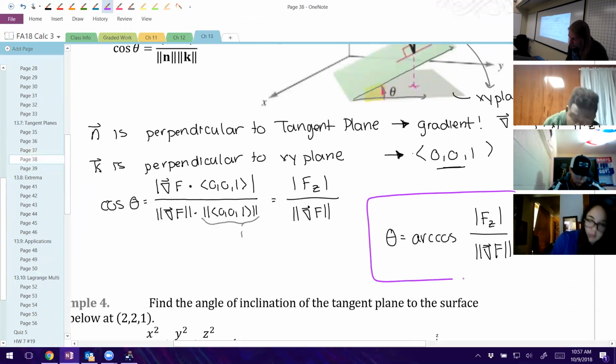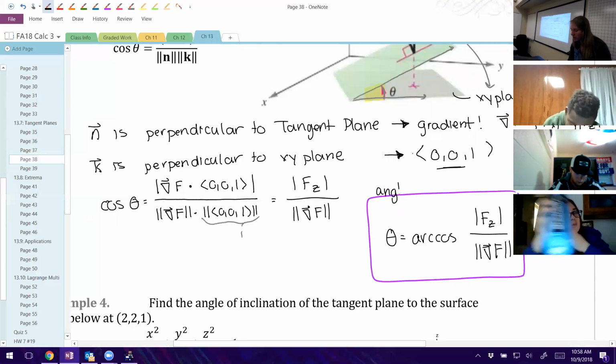Is that for all problems, or are we going to have to go through these steps each time? We're just going to use this for this problem. Anytime it talks about angle of inclination, let's write that here too.